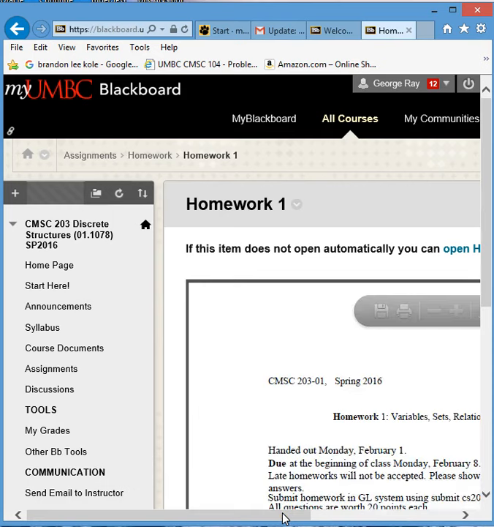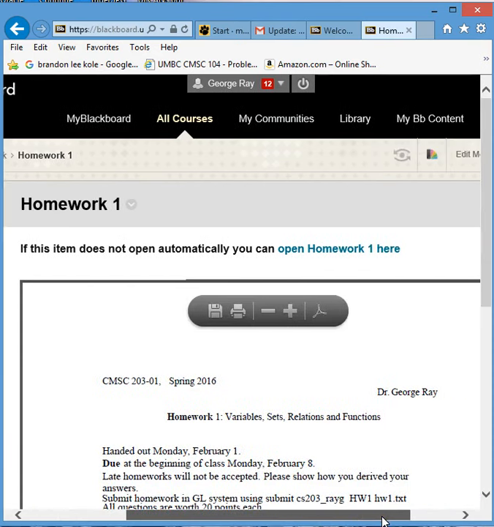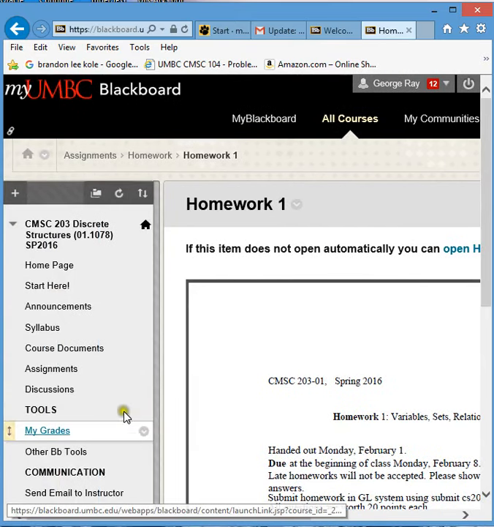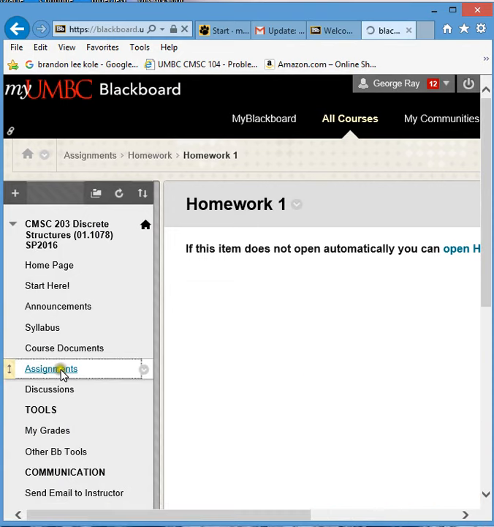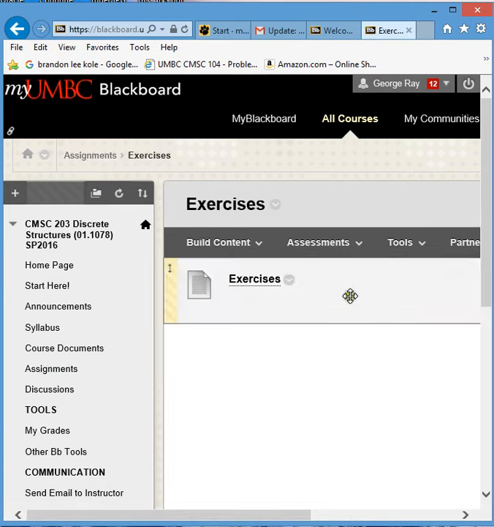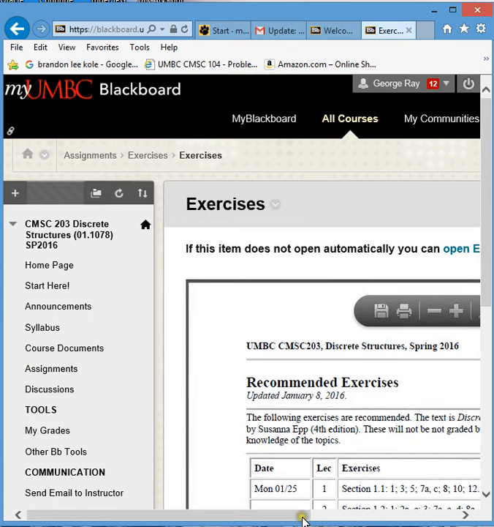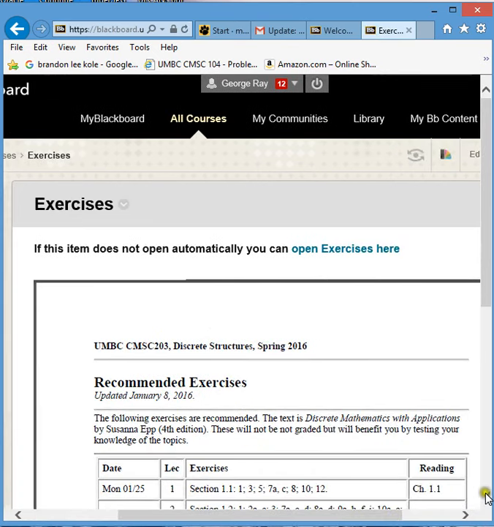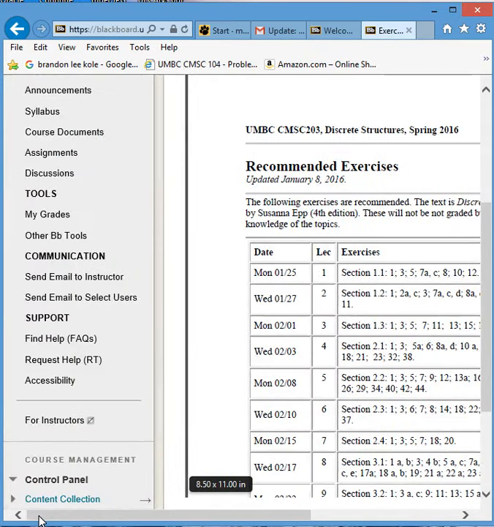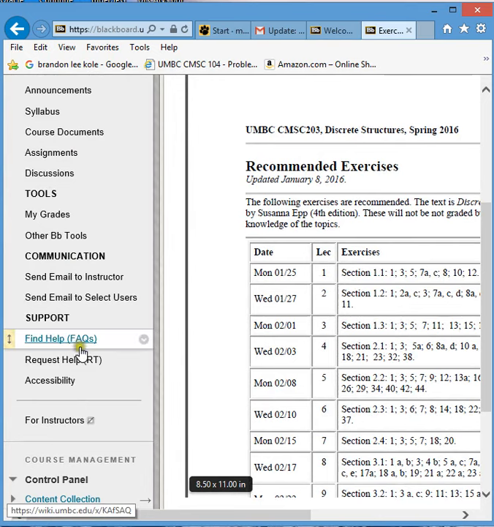And it's loading, and you can see the date that it's handed out and the date that it's due. In addition to homeworks, we have exercises. Homeworks are graded, and they will count towards your course grade. Exercises are not graded. They're just particular exercises in the book that I thought were particularly germane to the topic, and would be good practice for you to go through and do them. So they're recommended exercises.